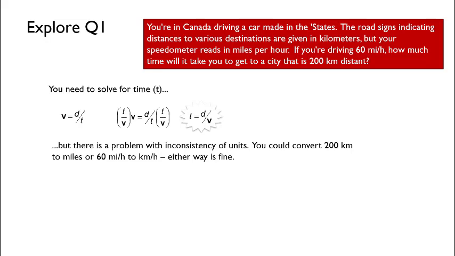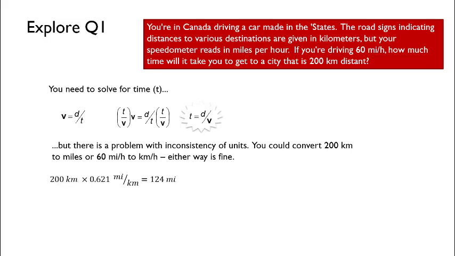Terrific. But let's look at what's given here. We're given 60 miles per hour and 200 kilometers. Do you see the discrepancy here? Miles per hour, kilometers. Those are not the same units. We will need to make a conversion. You can convert from 200 kilometers into miles or 60 miles per hour into kilometers per hour. Either way is fine.